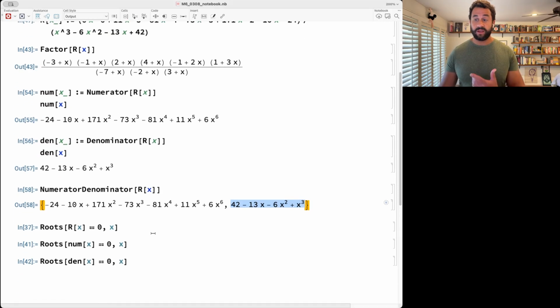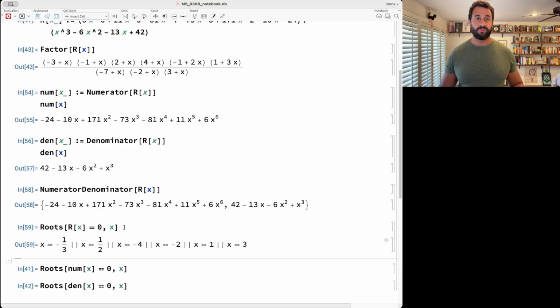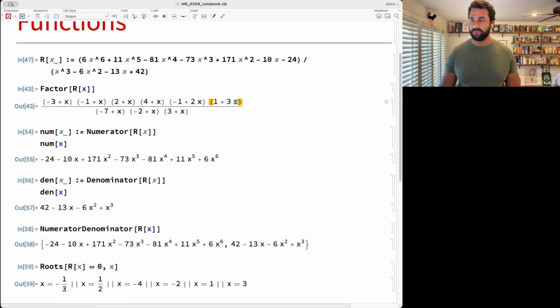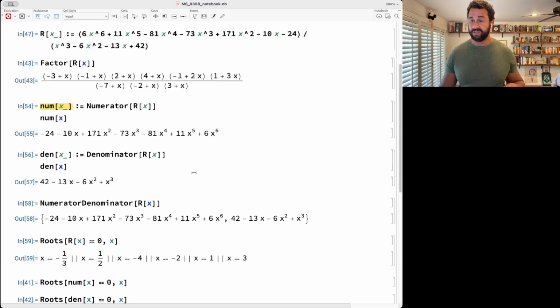Another thing I wanted to throw in here is the Roots function. We talked about the Roots function in the last section. We can use that on R of x. So here I'm going to say, hey Mathematica, what are the zeros of R of x up there? I'm just going to use the Roots command, and it spits them right out: -1/3, 1/2, -4, -2, 1, and 3, just like so. You can also just read that off by looking at the numerator. You could also compose these functions. You can factor the numerator just by wrapping this in the Factor command. A million things you can do, right?